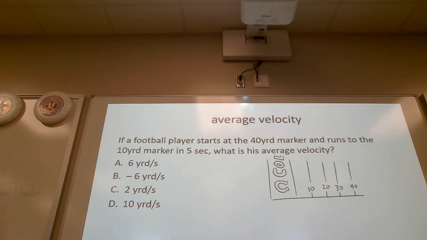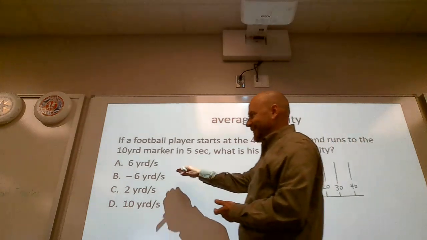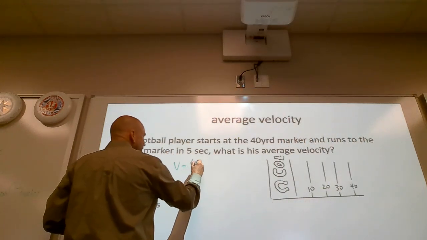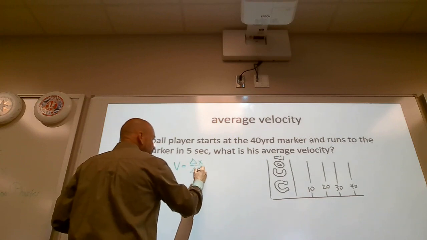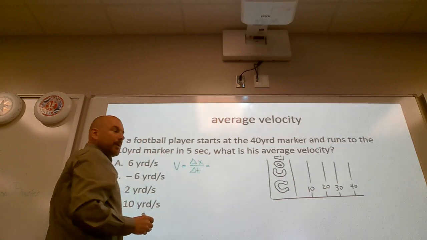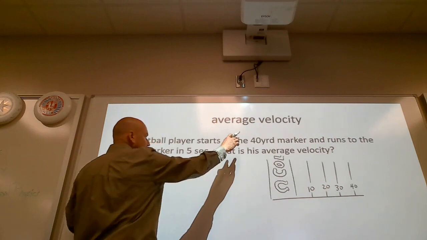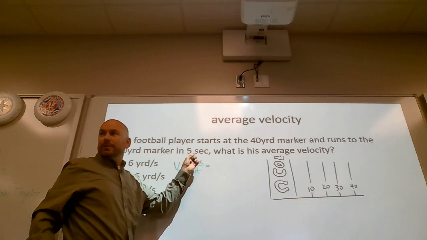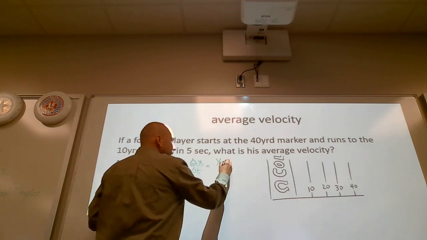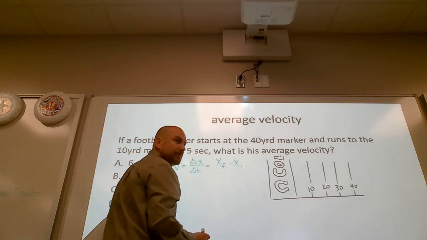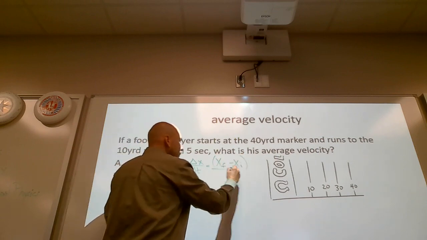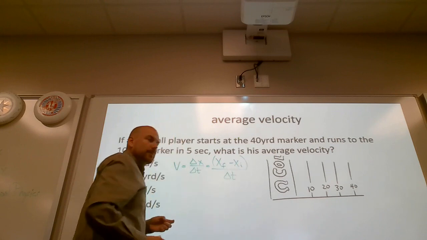Correct answer is B. Okay. Velocity is equal to displacement over time duration. I was given 2 positions and 1 time duration. So that's final minus initial. See where that came from? Over the time duration.